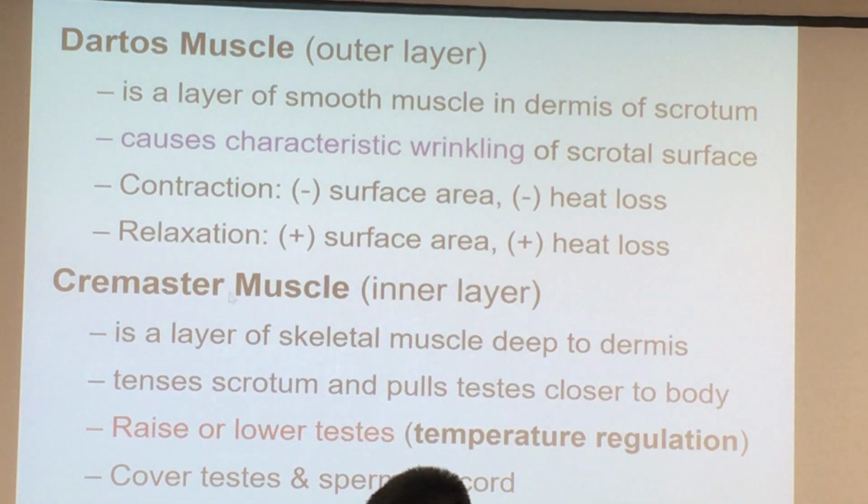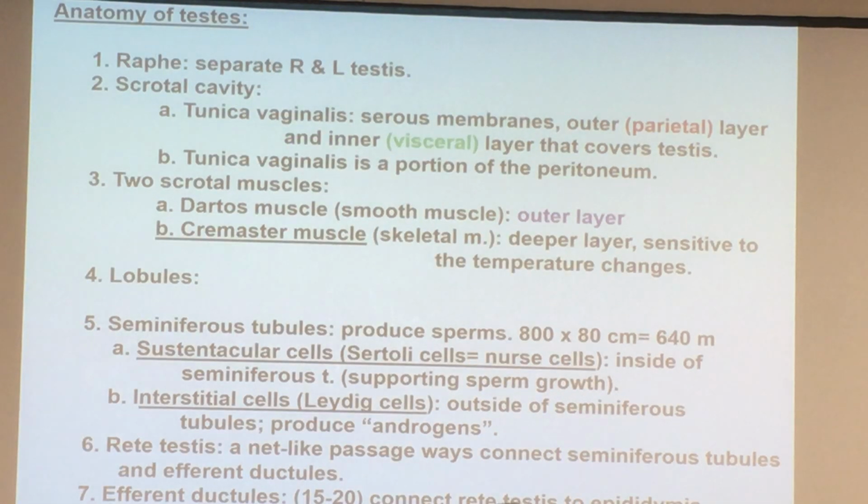But the cremaster is different. During cold weather, it contracts and pulls the testes up close to the body. In hot weather, it will drop down. So the cremaster muscle moves up and down. The dartos muscle stays in the same place, horizontally, not up and down. But these two muscles are important to control temperature.